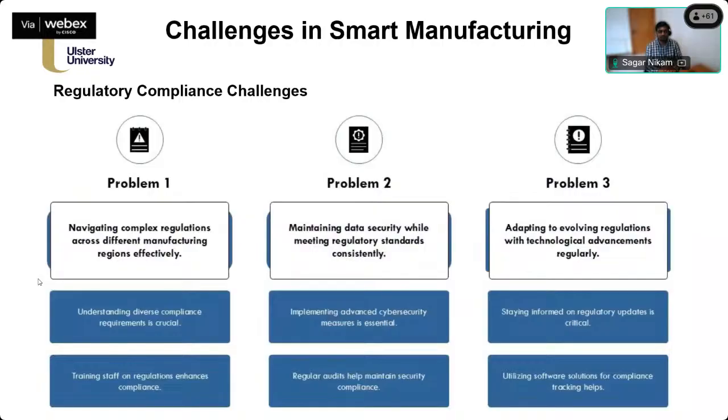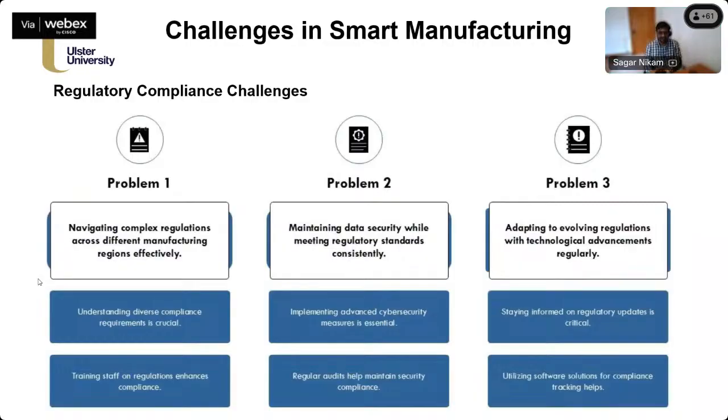The next challenge is regulatory compliance. When we talk about smarter manufacturing, maintaining regulation is an important thing, right? When we are doing the manufacturing process, we are talking about different regions, different countries, different cultures. In that case, maintaining the regulatory compliance across these is very important.